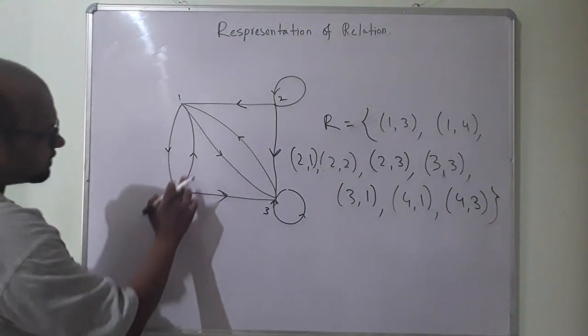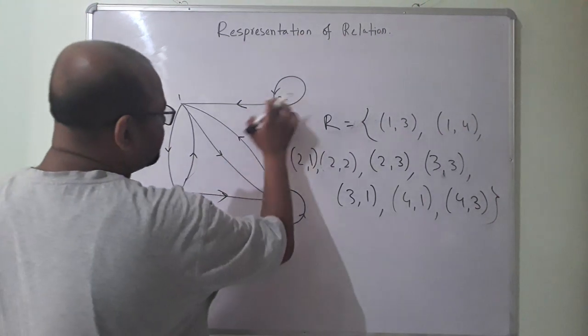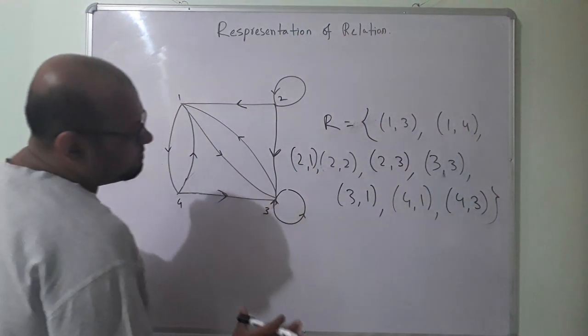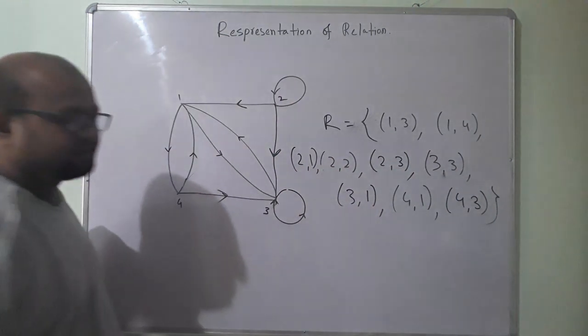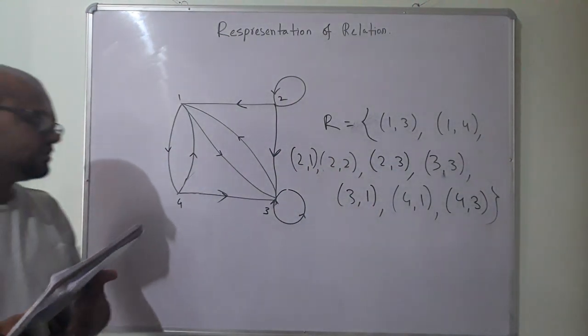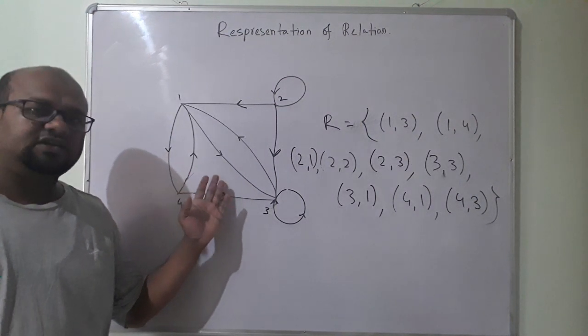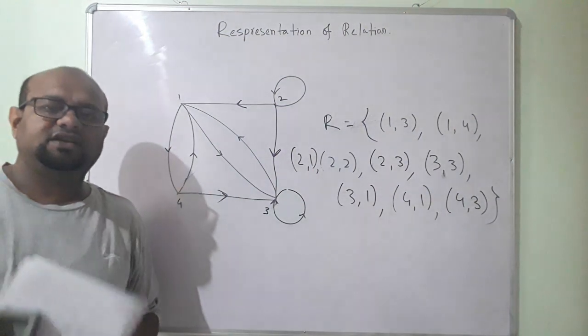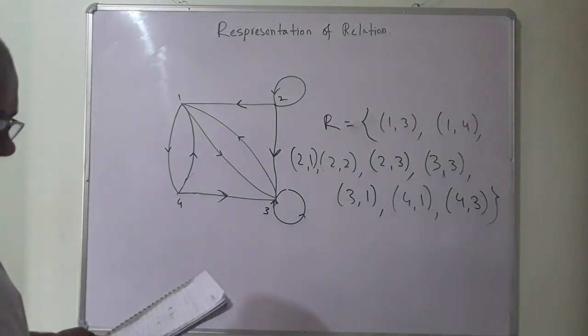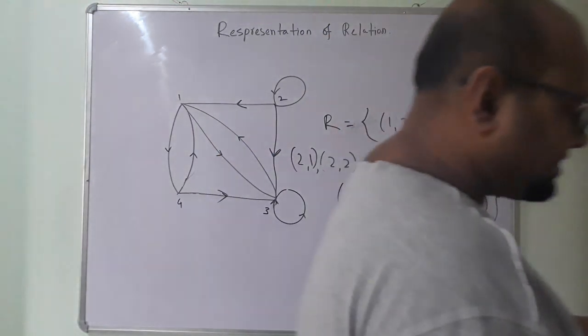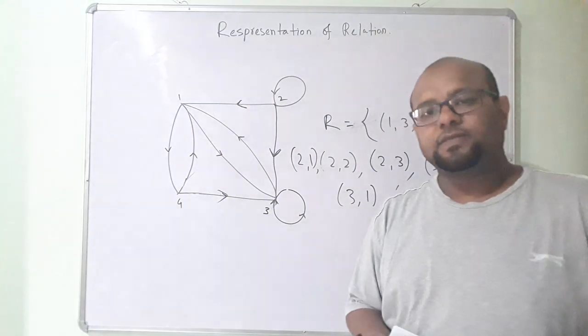I have 9 edges, 1 2 3 4 5 6 7 8 9, and I should have 9 ordered pairs over here, 1 2 3 4 5 6 7 8 9. So this is what I have. This digraph representation gives me this relation. Alright, asking these questions: is this transitive?